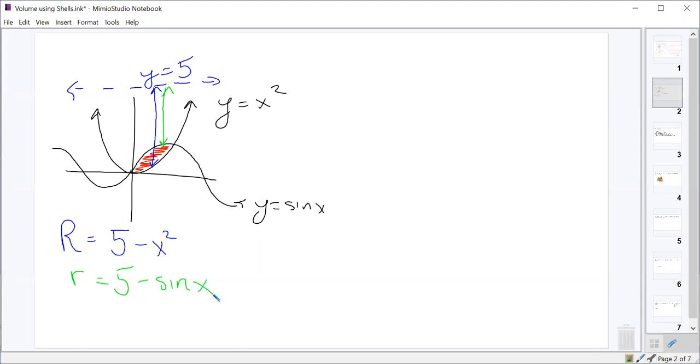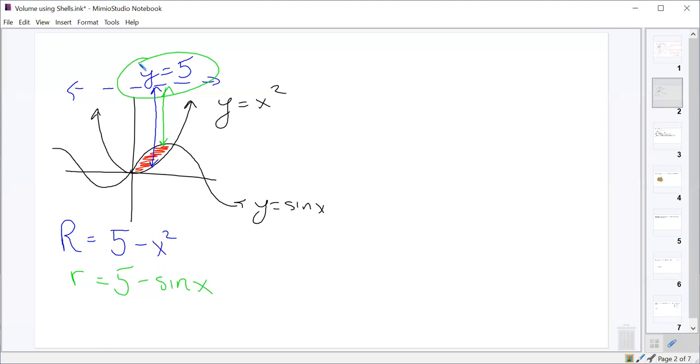Did you just pick 5 randomly? I mean, I picked this line randomly because Tom said, how about y equals 5? Okay. That's why we have 5. If we said y equals 6, then those would be 6 minus x squared and 6 minus sin x. If I said it was y equals 1,000,000, we'd have 1,000,000 minus x squared and 1,000,000 minus sin x. Yeah? Good? Okay, thank you.